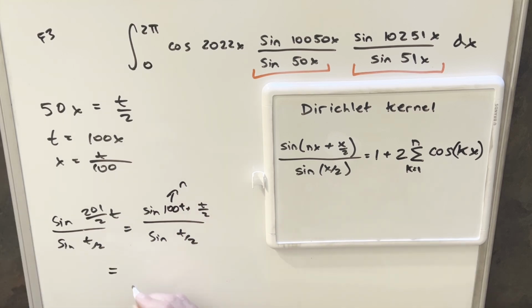So now we'll use this formula and we'll have 1 plus 2 times the sum from 1 to n, which is 100, of cosine of kx.